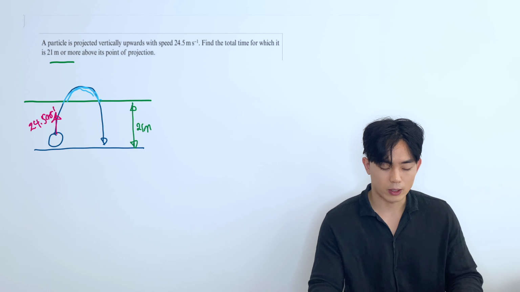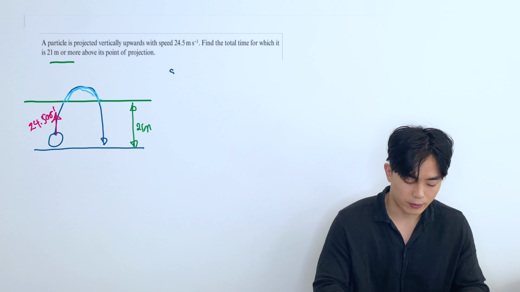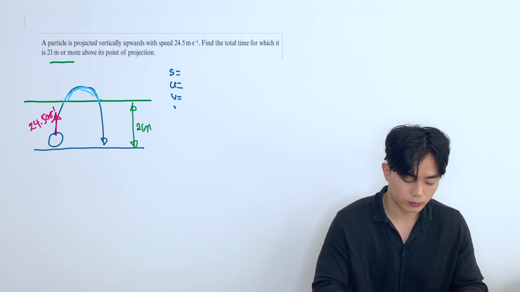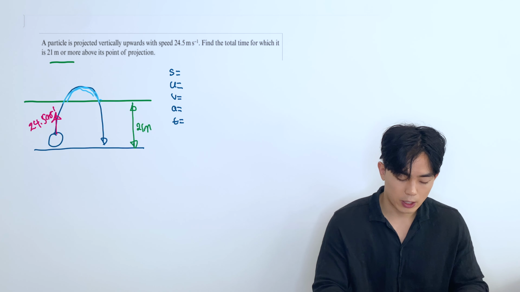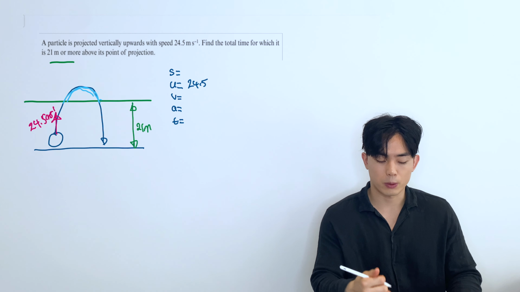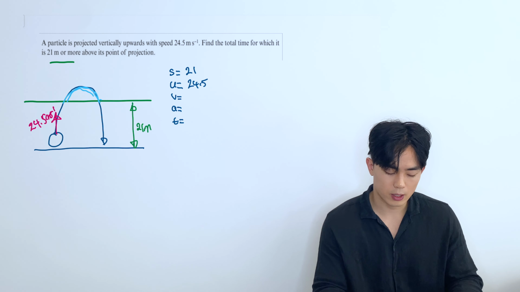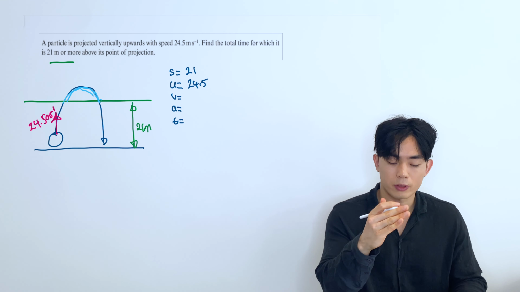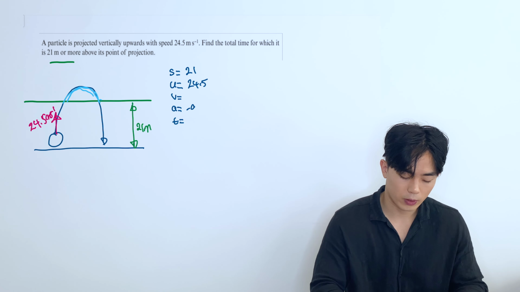Right, once you've done the drawing, let's write out our SUVAT values, the values we do know. u, the initial velocity, is 24.5. Now, we want to find out when it is at a displacement of 21, so s is going to be 21 like this. a, because it's going up, is going to be negative 9.8. And then we're trying to find the times of this one here.